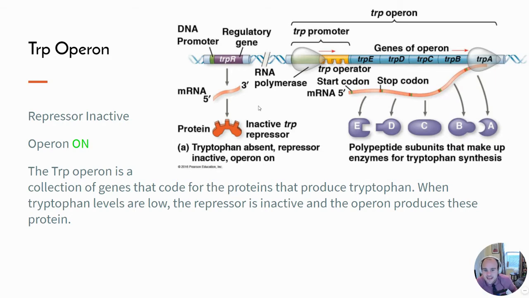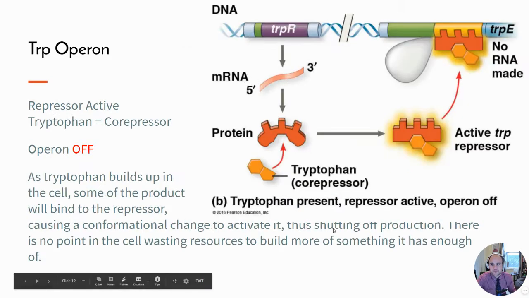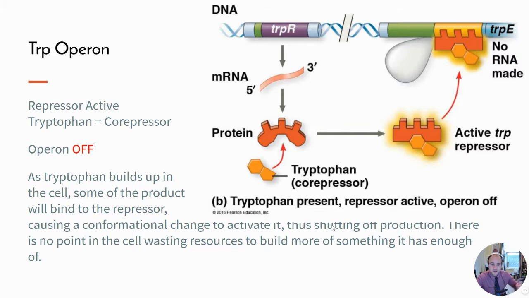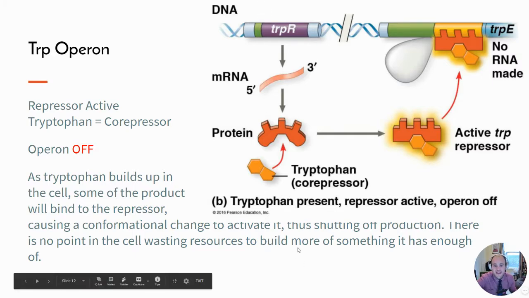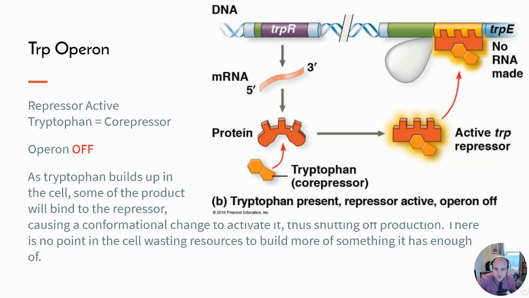So when that repressor is inactive, that means we are really low on tryptophan because there's no tryptophan binding to the repressor. So we're going to keep making all these proteins that build tryptophan. Then when tryptophan levels go up, because we've built a bunch of tryptophan, we have excess tryptophan, it's going to bind to our repressor, which is normally in the off state, and cause that conformational change to bind, and now that'll turn our operon off. RNA polymerase can't bind, shutting off production. And so just think about it as if you have a lot of something, why would you get more?